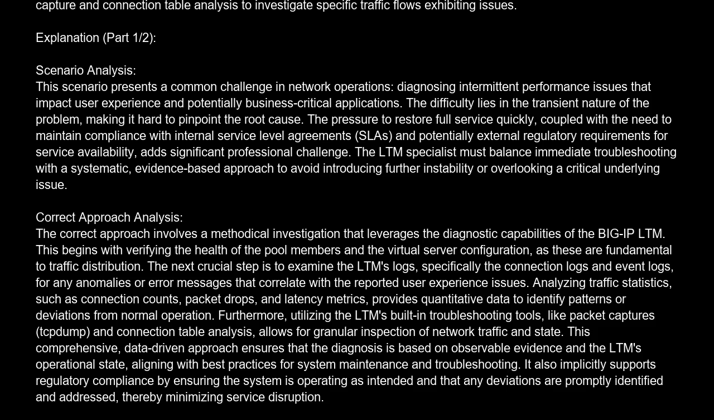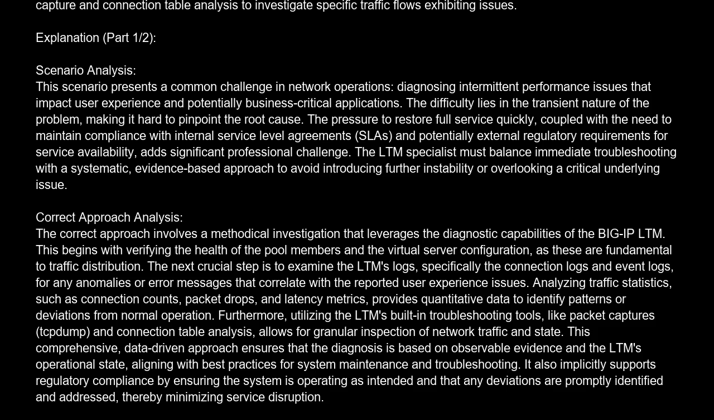This begins with verifying the health of the pool members and the virtual server configuration, as these are fundamental to traffic distribution. The next crucial step is to examine the LTM's logs, specifically the connection logs and event logs, for any anomalies or error messages that correlate with the reported user experience issues.